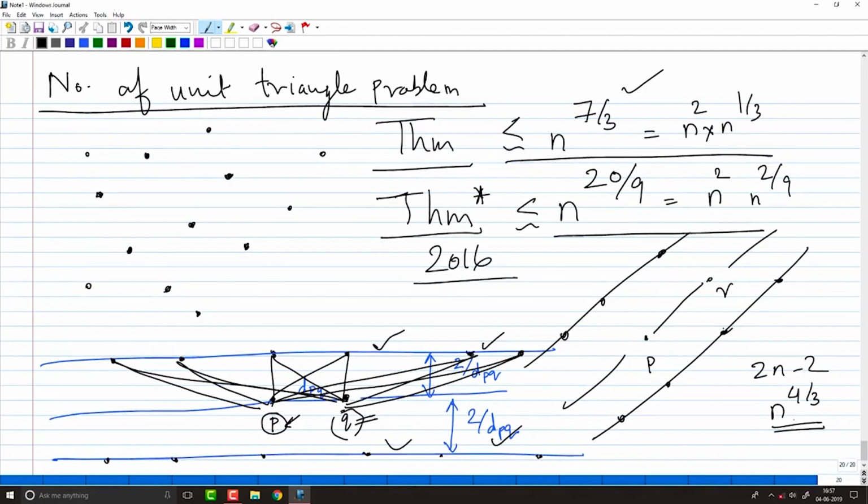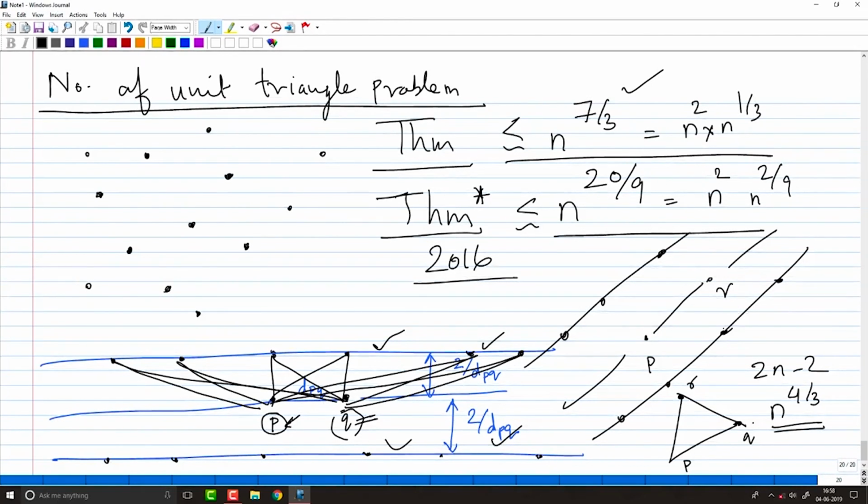Is it so? But am I double counting anywhere? Just think through. Am I double counting anywhere? See, let's say PQR is a unit area triangle incident at P. This triangle is counted exactly twice: when I take the point pair PQ and R, or when I take PR and Q. So, each triangle incident to P is counted twice. That is the most I am over counting. Otherwise, up to a constant, this bound is tight, right.